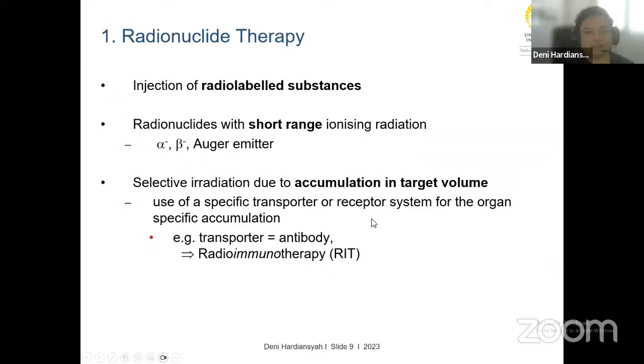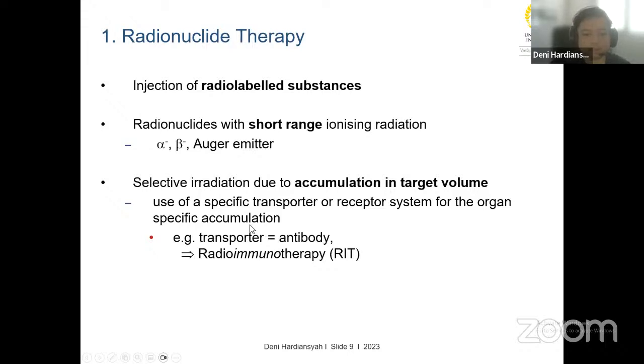So again, by definition, radionuclide therapy, we inject a radio-labeled substance, and then we also need to use radionuclides with a short range of ionizing radiation. In this case, for example, the alpha, beta, and also Auger emitter. And then the aim is to have a selective irradiation due to accumulation in the target organ. So here, how to get the accumulation? We can get it by using the specific transporter or receptor system for the organ-specific accumulation.